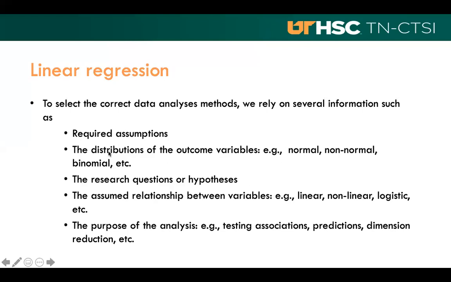If the outcome variable is binomial, that means it is categorized, for example, an event happened or not, instead of a continuous form. We will use a different statistical analysis method than linear regression. So to select the correct statistical analysis method, we need to consider meeting the assumptions, the distribution of the outcome variable, and the research question or hypothesis.